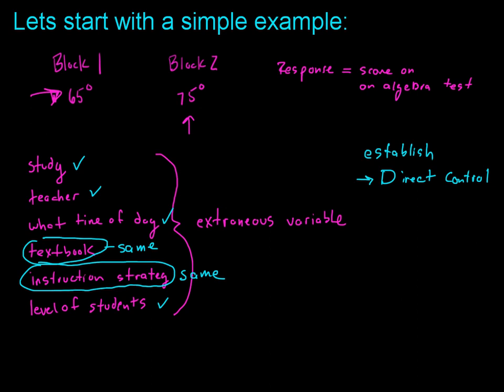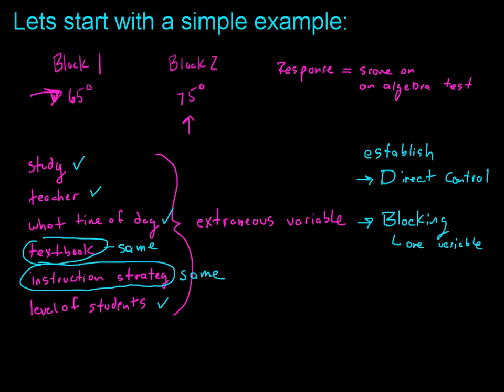Now another strategy we can use here is called blocking. Okay. Now blocking, you can only block on one variable at a time. So I'm going to write that down. One variable at a time. So we have to choose what is one variable that is extremely extraneous, right? What is one thing that can definitely have a major impact on their algebra test score? Well, maybe that's the teacher. Right? We definitely know that the teacher has a big impact on it.